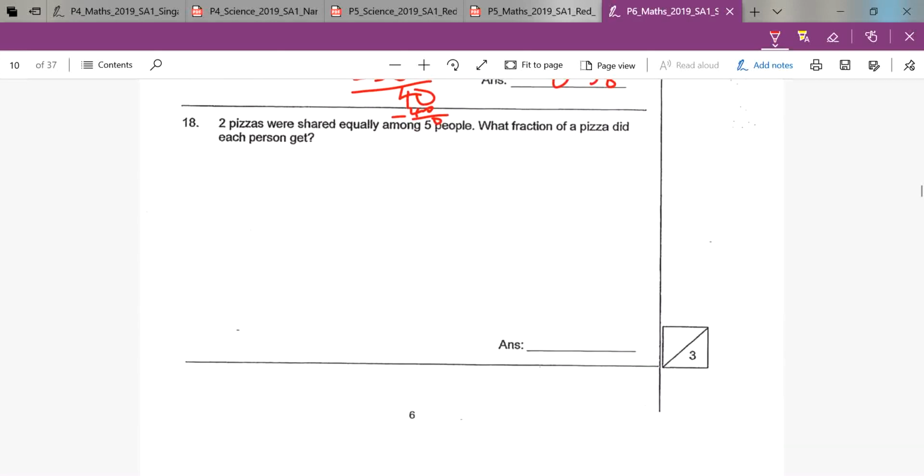2 pizzas were shared equally among 5 people. What fraction of a pizza did each person get? So that is basically 2 over 5. If you want to check your work, the fraction of a pizza a person will get times 5 people is 10 over 5, which is 2 wholes, 2 whole pizzas. So the answer is 2 over 5.